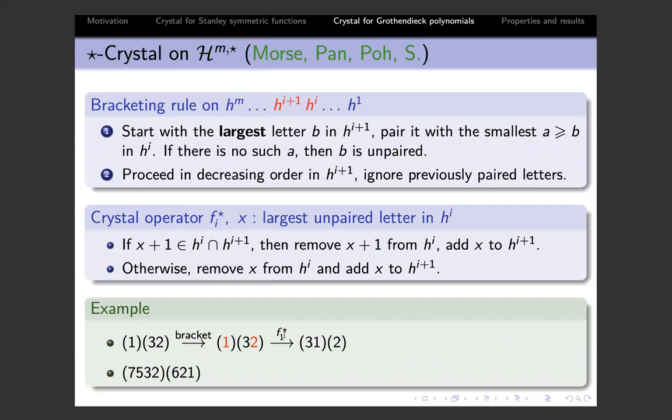Here's another example. In this case, my bracketing would bracket the 5 with the 6. So those are the red letters. The 3 cannot be bracketed, but the 2 can be bracketed with the 2, right? So now I'm allowing equal letters to be bracketed. So the two green twos are bracketed. And then I want to move my x, which is the largest unpaired letter, the one. I'm trying to move it over, but the two is in both the right and the left factor. So therefore, I'm going to move a one to the left factor. So those are my crystal rules for this crystal.